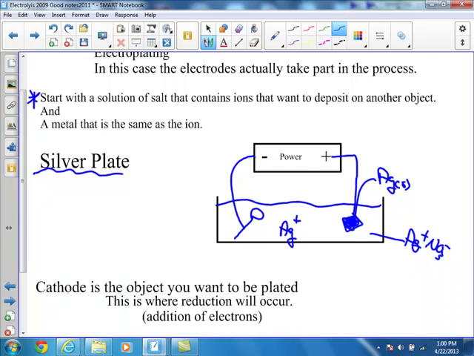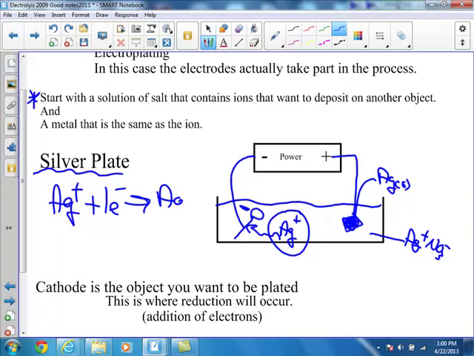Well, this is negative, correct? Oh yeah. And the silver is positive, correct? Yes. So the silver is going to migrate over to that metal side. And what is the silver going to pick up? An electron. It'll pick up an electron, and it will become solid silver.